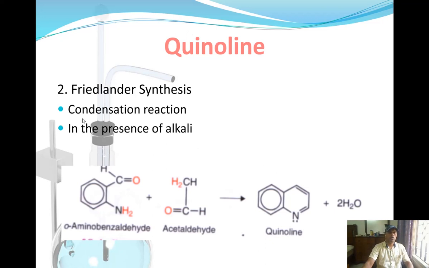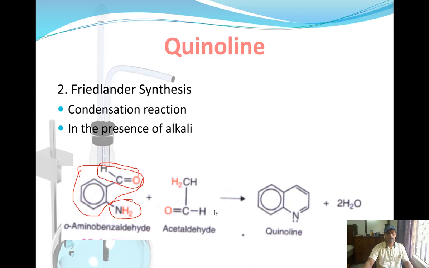It is the Friedlander synthesis. It's a condensation reaction. You are taking ortho-amino benzaldehyde. This is the aldehyde group, right? And this is benzaldehyde, the whole ring with the aldehyde group. And at the ortho position there is an amino group, right? So it is ortho-amino benzaldehyde. You have to mix that with acetaldehyde. If there is an acid group here, or the carboxylic acid group, it will be acetic acid.